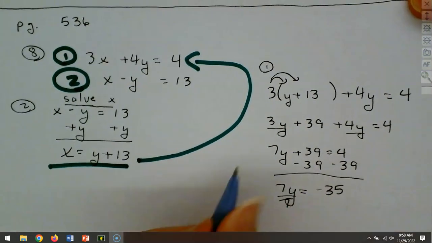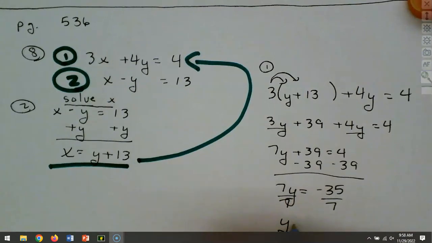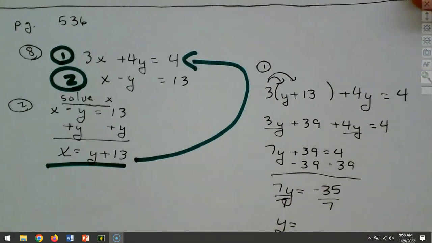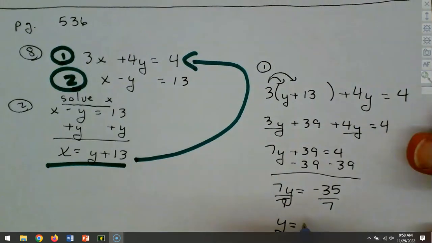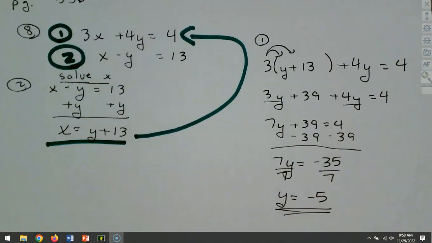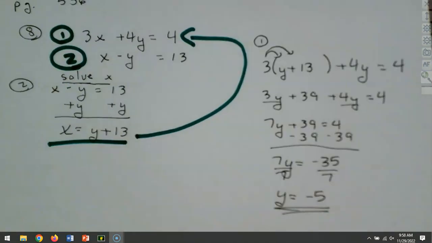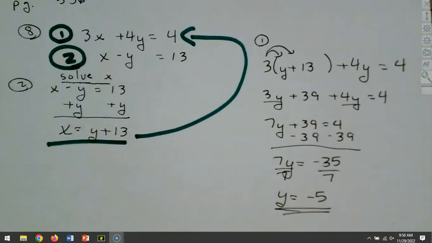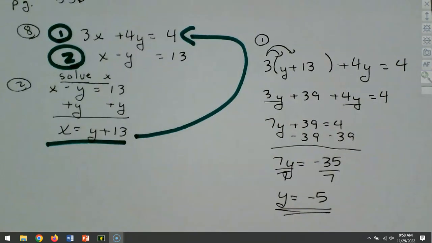We'll divide by our 7. And that gives you y now equaling, it looks like 35 divided by 7. That gives you a negative 5, doesn't it? Okay. Now, that is not the complete answer. That is only part of the answer. When we solve these out, we have to get both. We have to get both parts here.